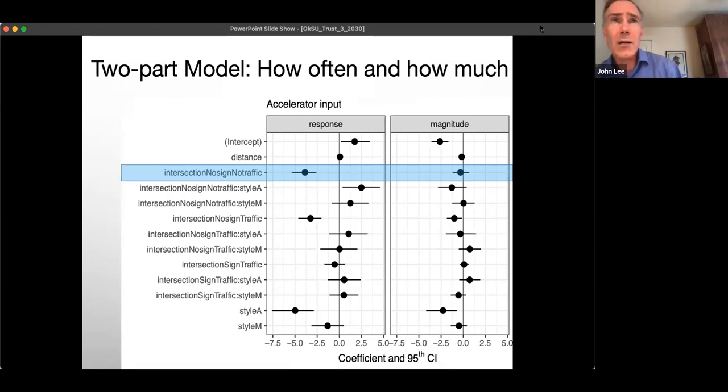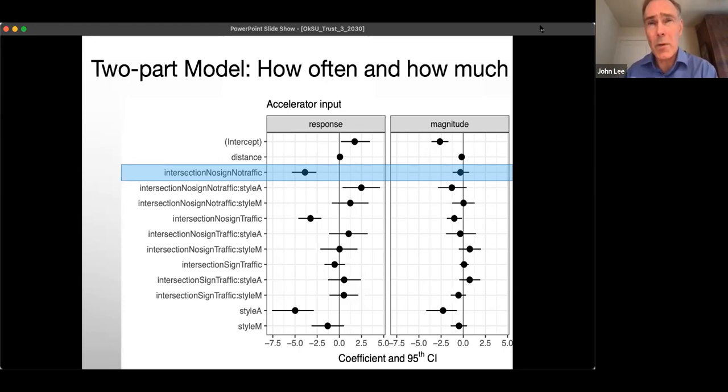So looking at the details underlying this two-part model, these are the beta weights of the model. One specific line I'd pull your attention to is highlighted in blue. And what's shown there is that the accelerator input is influenced by the intersection. So this is the magnitude of the input is influenced by the intersection type there, but not its, I'm sorry, the tendency to respond is influenced by the intersection, but its magnitude is not. So if you look on the left, the response is substantially different from zero, but on the right, the magnitude of the response is not. So this is a case where I think different processes are underlying the behavior, and those different processes govern response or not. And then there's another process that governs the magnitude given that you respond. And so I think that that can be extremely useful in looking at behavioral data.